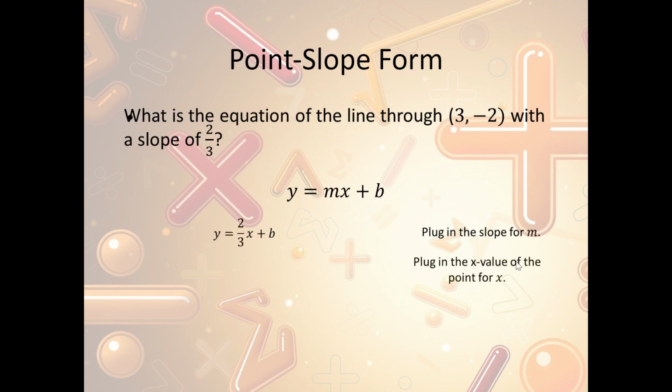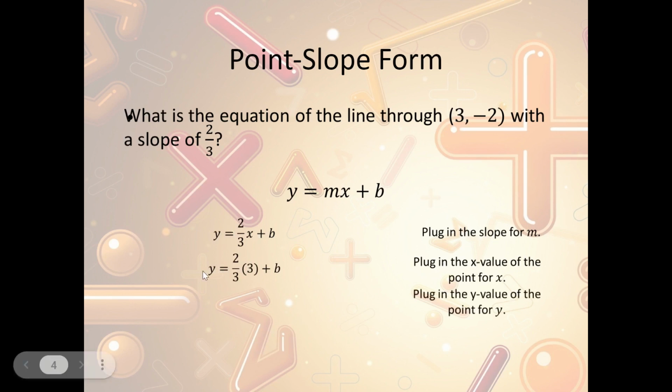Then we'll plug in the x value of the point we know. Well, the x value is 3, so we plug that in for x. And then we plug in the y value for y, which in this case is negative 2. And we get negative 2 is equal to 2/3 times 3 plus b. Now we can solve for b. Well, we get 2/3 times 3, which when we multiply this out, we get 6/3, which is the same thing as 2.